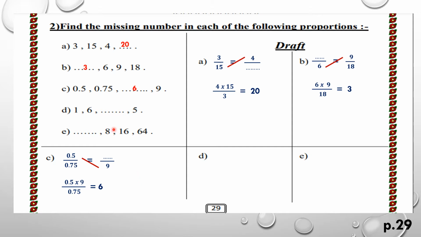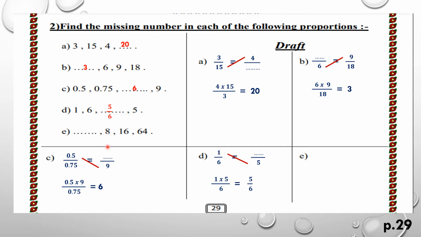Letter D, 1, 6, dots and 5. Put it in the form of a fraction first. 1 over 6 equals dots over 5. The completed cross here is 1 and 5. So 1 times 5 over 6 equals 5 over 6. This is my answer, and it's okay to have an answer in the form of a fraction.